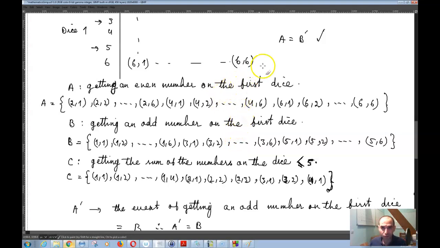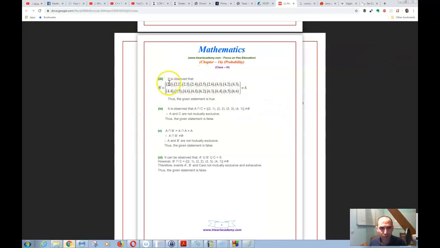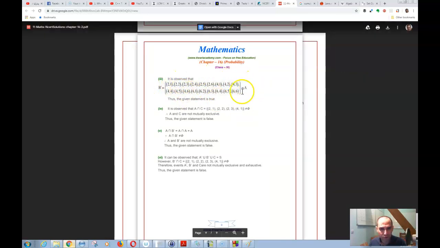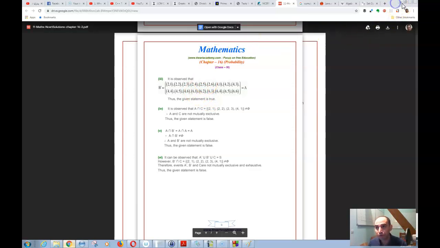But to prove that logically as well, what you can say is that you do need to write out this set B prime, and then you can see that they are actually the same sets. So the third part of this question is, it is observed that B prime is equal to this set, which is equal to A. Thus, the given statement is true, which is basically how you do it logically, of course.